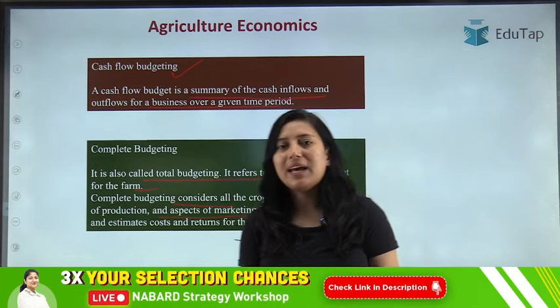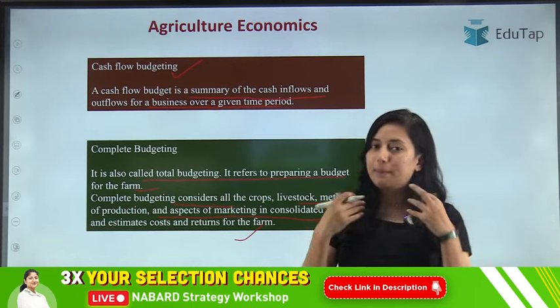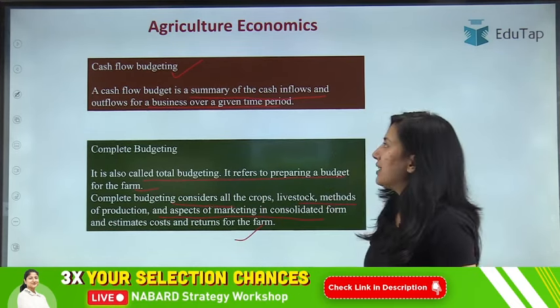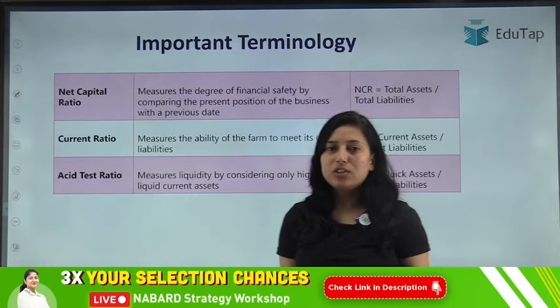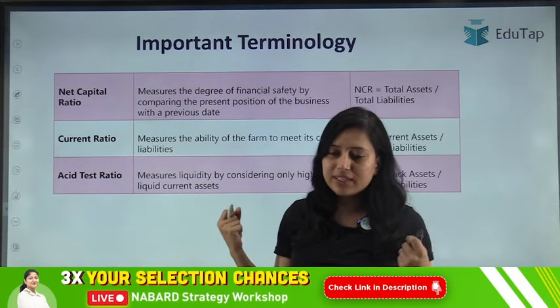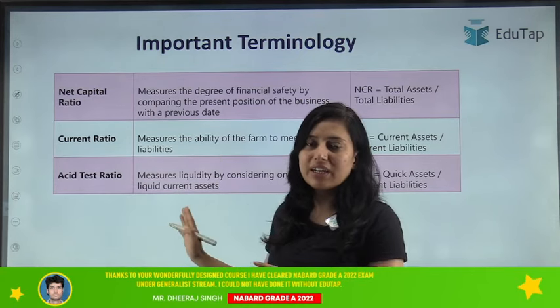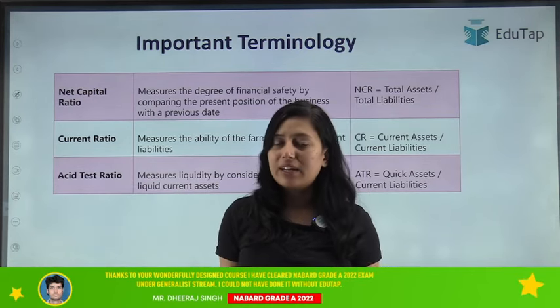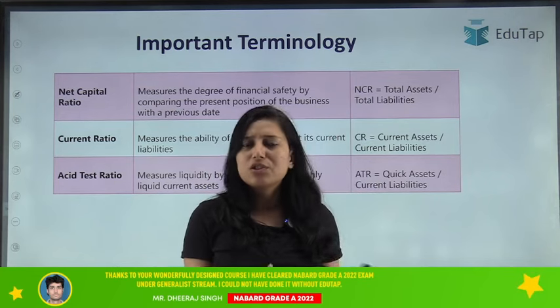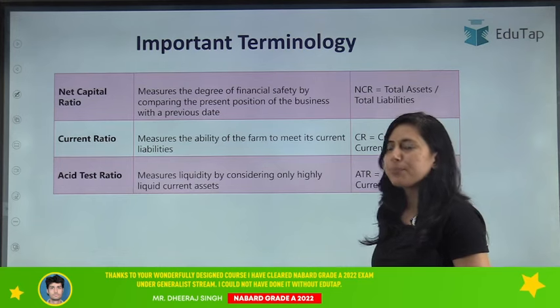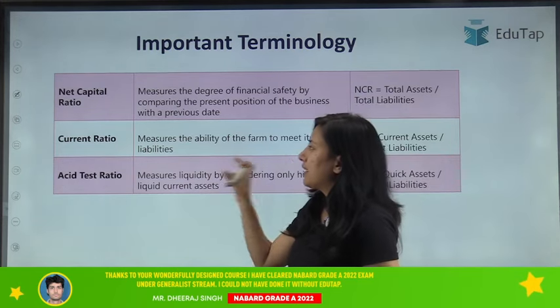Now it is very simple. I hope now it is clear to you what budgeting is and what the 4 types of budgeting are. Right? Now let us discuss the important terminology. Now they are important. Why am I saying they are important? Because one question was asked from them. So these ratios are important for you, and you should know what they are and what the formula of these ratios is. Okay, formulas are very important because a question from formulas was asked. The first is the net capital ratio.